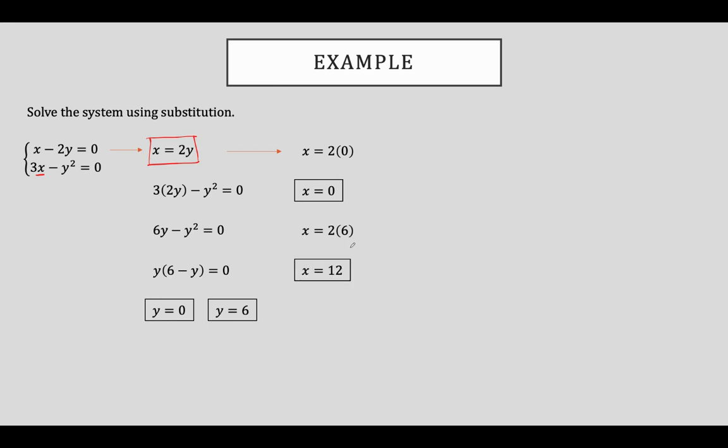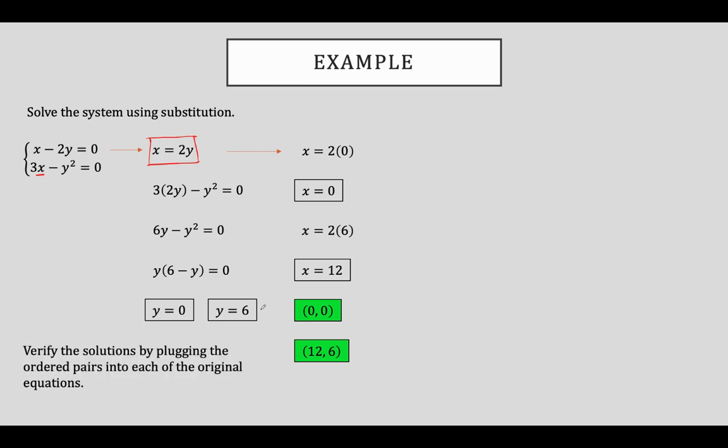So in this case, we have two separate solutions. And again, be sure to write your answers as ordered pairs so that you are staying organized and you understand which values are going together. All right, our ordered pairs are going to be (0, 0) and (12, 6), right? The zeros pair together and the 12 and the 6 pair together. Those are our two solutions.